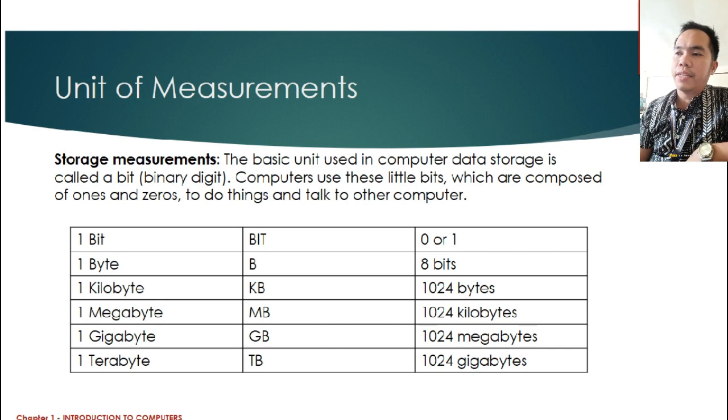So much for that. Bit is composed of 0 and 1. 1 byte composed of 8 bits. So 1 kilobyte, 1024 bytes, and so on and so forth. So if you are going to a partition, tip lang, di ba? If you are going to partition your drive, 1 gigabyte is converted into 1024 megabytes.